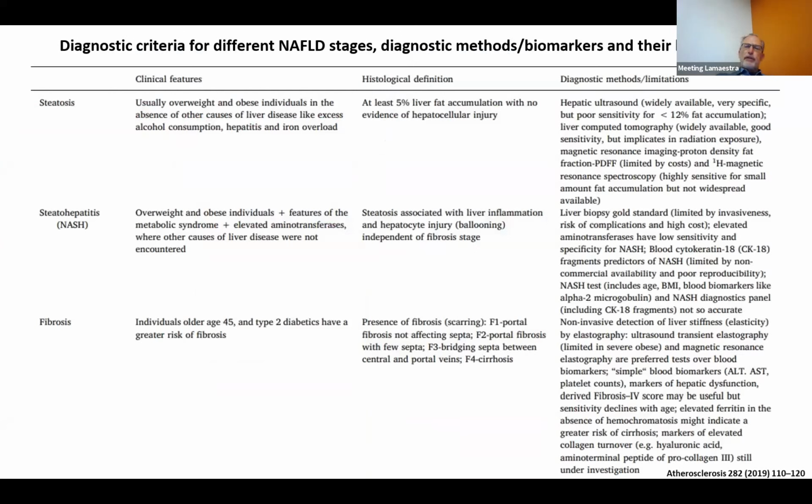This gets back to some definitions. I'm not going to go into this in great detail, but the upper right-hand corner does talk about ultrasounds. Hepatic ultrasound specifically, cardiologists can easily order the liver ultrasound, and if the liver ultrasound is normal, they don't necessarily need a referral to a hepatologist or gastroenterologist. But if the ultrasound is abnormal, it's very important for those patients to be referred for specialty care.